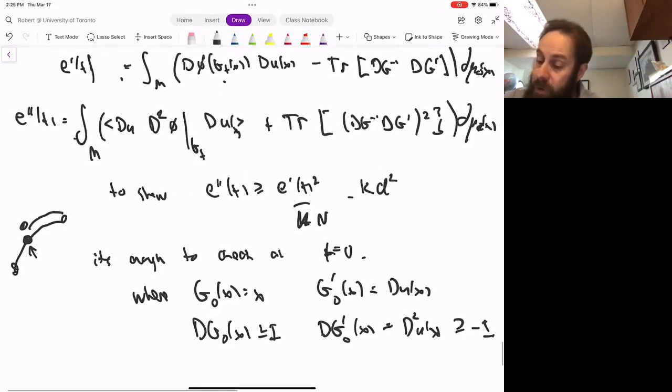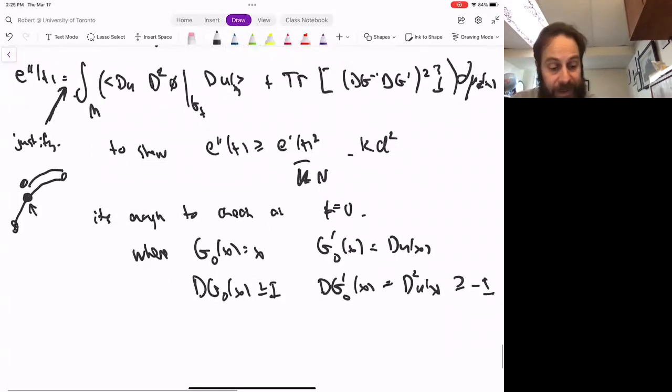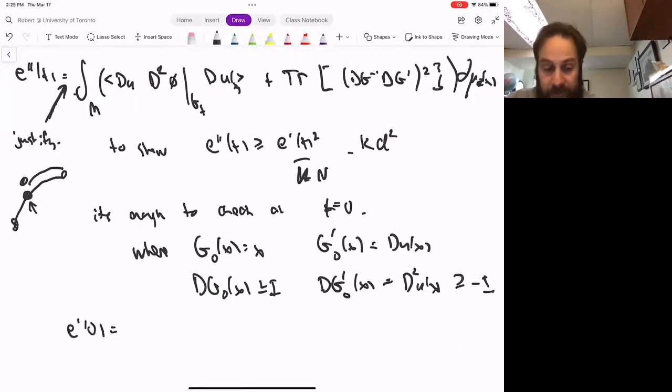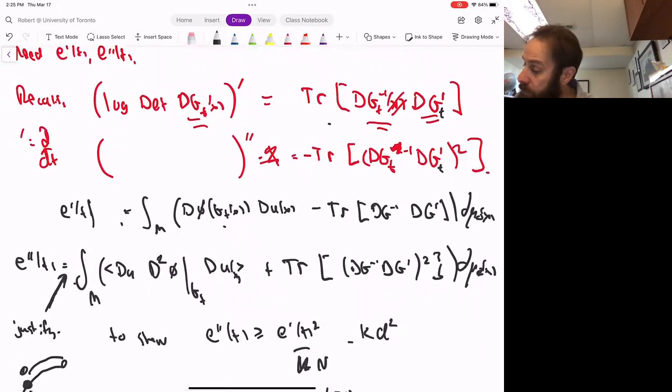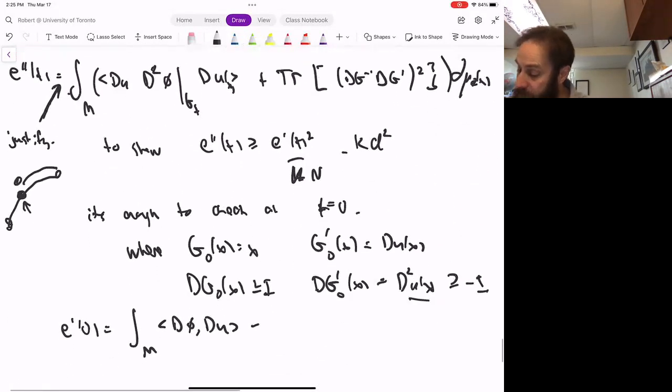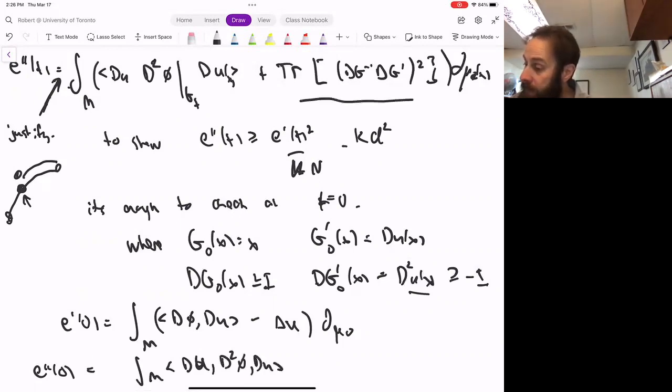And I said this is a little bit of a heuristic proof. The heuristic part is justifying that I've really computed the derivative correctly. So we're going to come back and justify that in the end. But postponing a rigorous justification that I've computed the derivatives correctly, I get that E prime at zero is just the inner product of phi with du, minus the trace of the Hessian, and the trace of this Hessian is the Laplacian of u. And E double prime at zero is the integral of, sorry, du Hessian of phi du, and this term here is the trace of the Hessian squared.